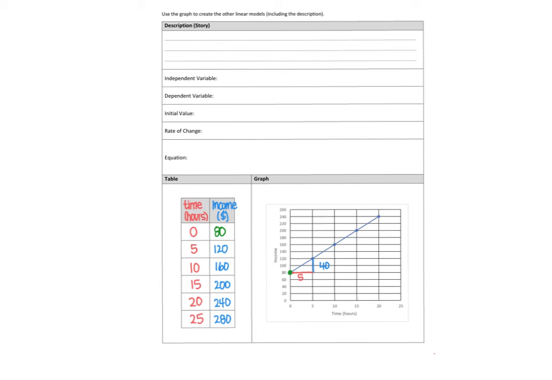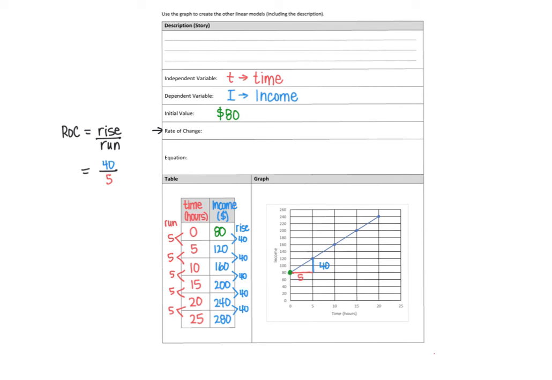Our independent variable can be T for time, our dependent variable I for income, our initial value is 80, and our rate of change is a rise of 40 and a run of 5. When we divide rise by run, or 40 by 5, we get 8. So the income is $8 per hour.